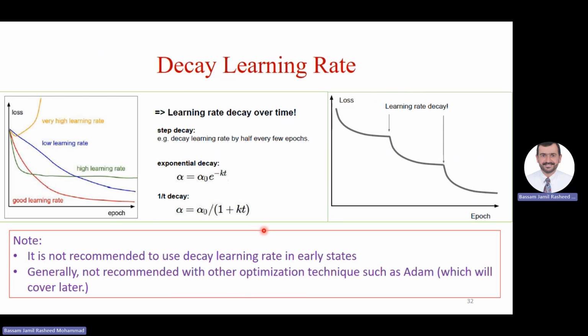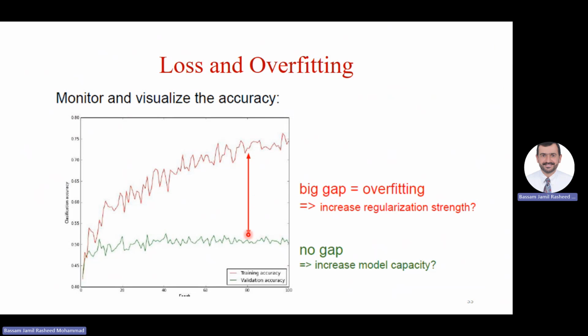Okay, so not recommended for optimization techniques. Okay, loss and overfitting. Overfitting, I get asked about overfitting a lot. And it is the question of, define for me what is overfitting.